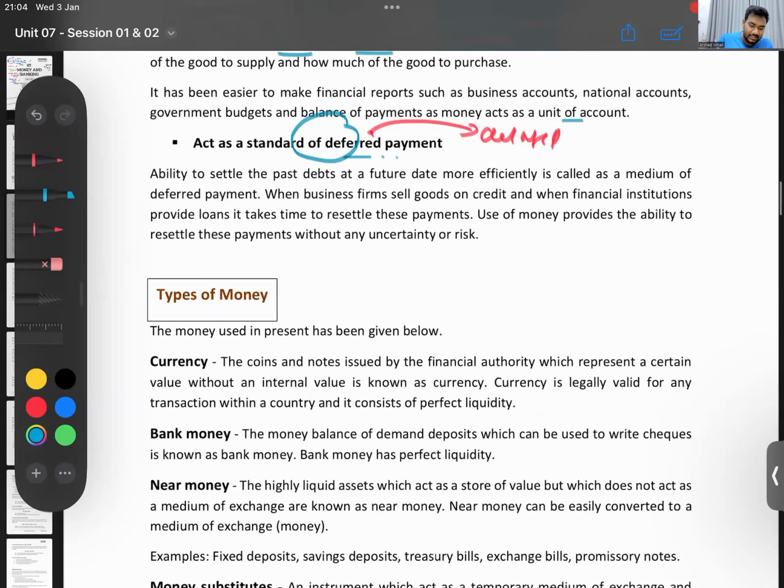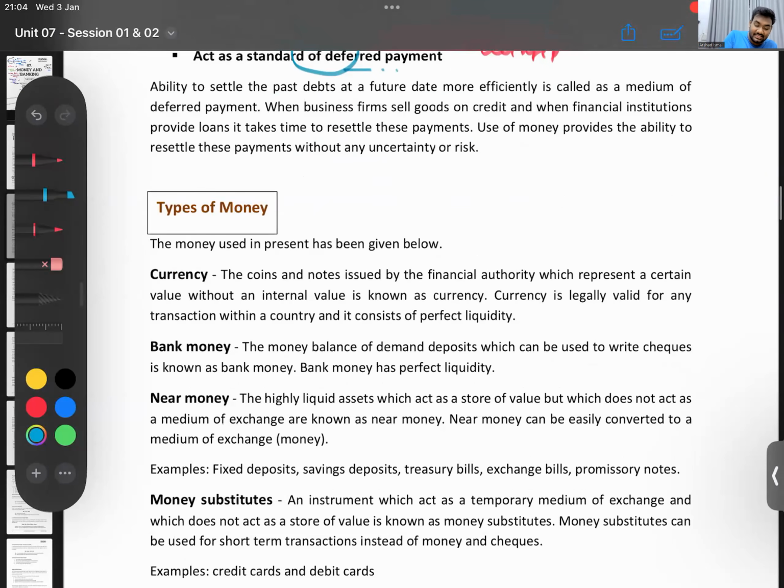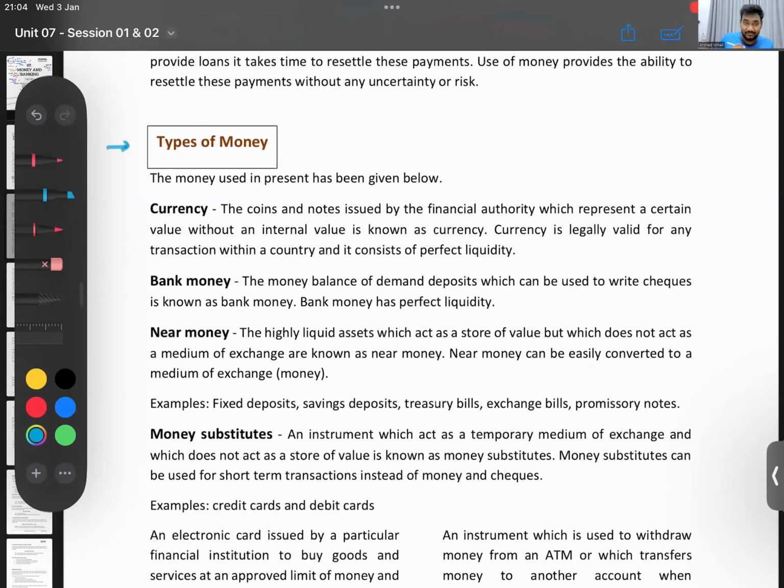Now, then guys, coming into this, the types of money. There are several types. So listen now, all of this, at the end of this class, there is a quiz.